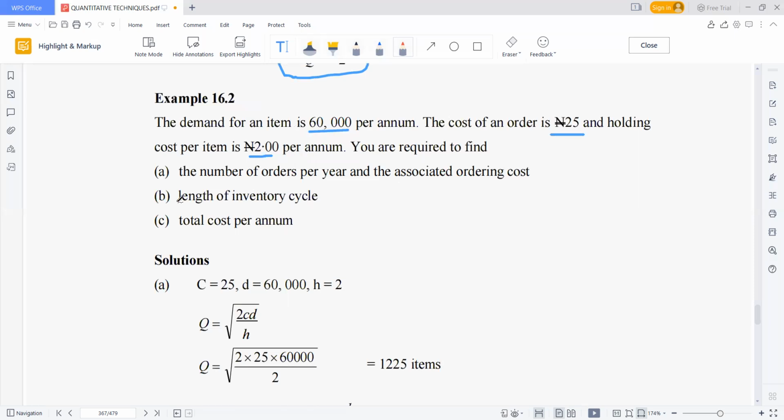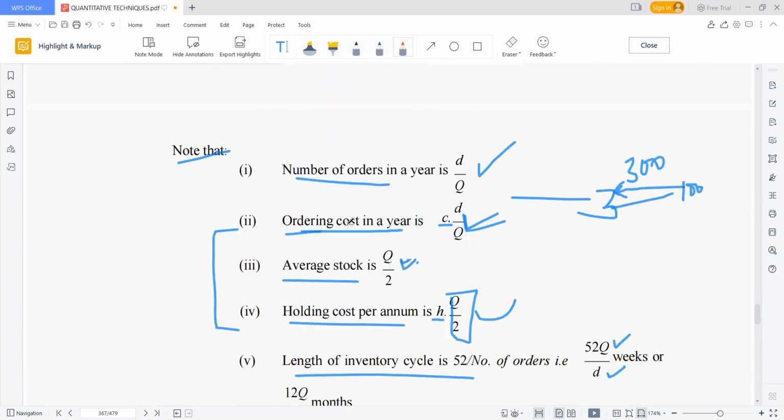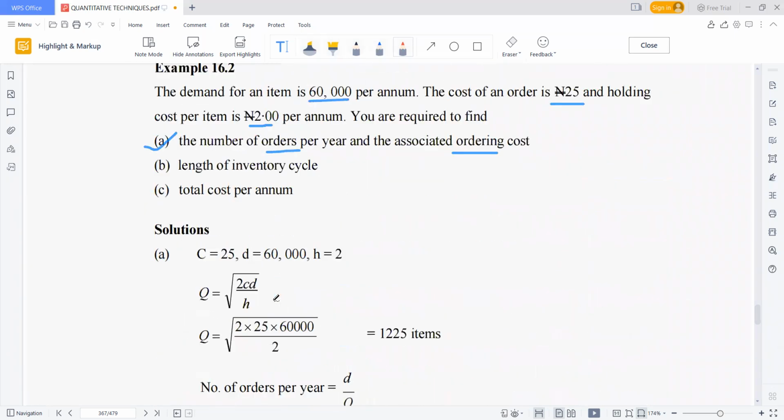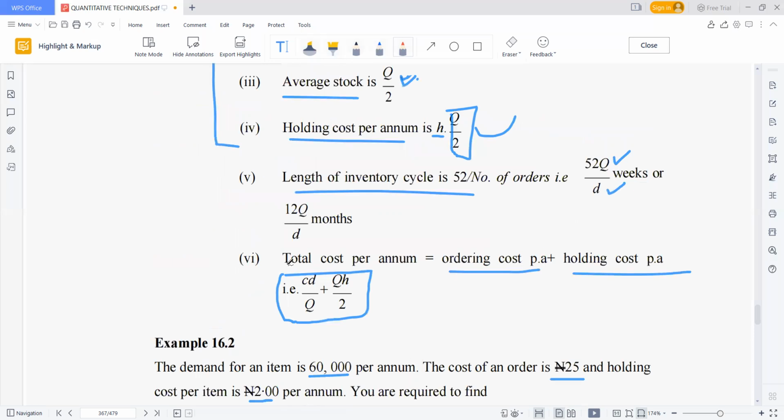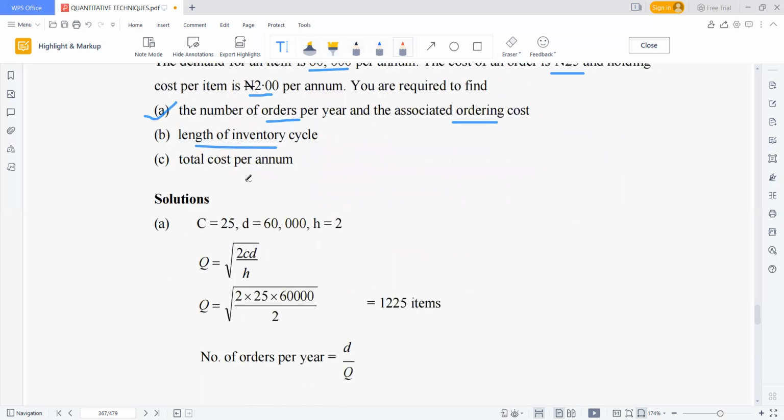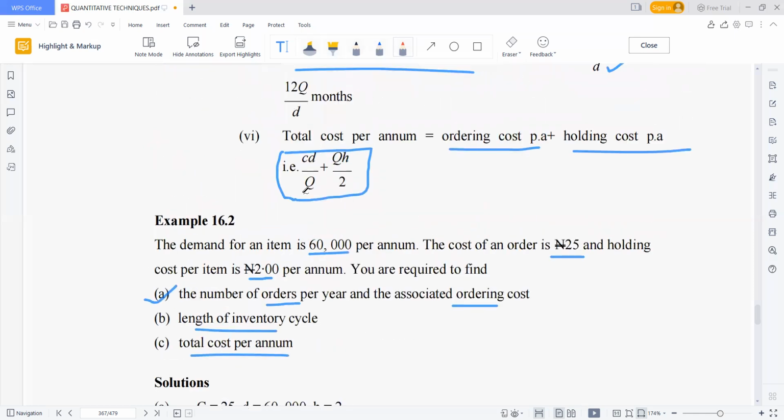You are required to find A, the number of orders per year, and the associated ordering cost. This is 2 in 1. So we're going to get the number of orders and the cost associated with those number of orders. And we have our formulas all here to help us with that. Then next is the length of inventory cycle, which we can either represent in weeks or in months. Then we have total cost per annum, which is the addition of our ordering cost and holding cost.